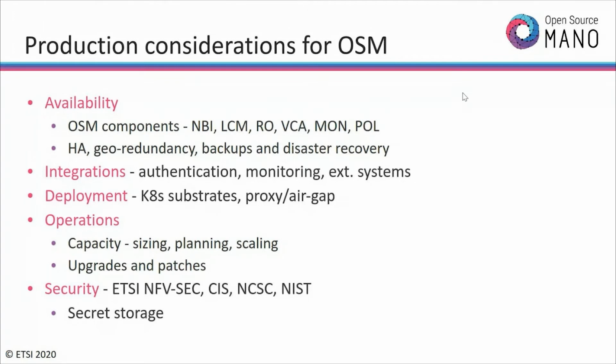Then we will move on to the more operations side to discuss capacity. How do we do capacity sizing, planning, and scaling based on the actual production needs of OSM customers, and of course upgrades and patches. If a customer requires a quick fix, how do we do that? How do we patch OSM without causing problems in the production environment?